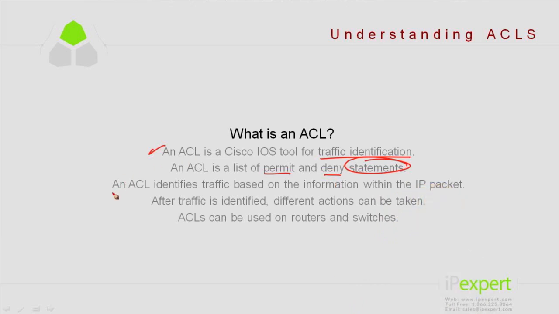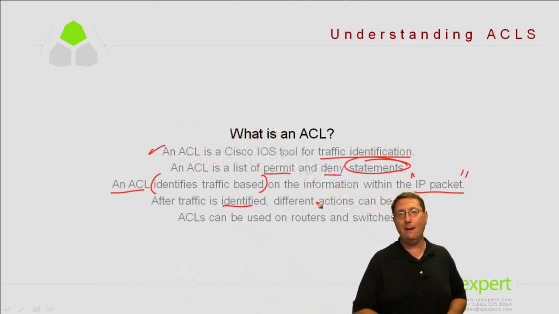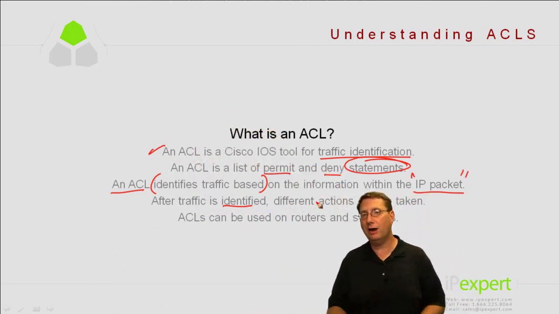Now, we can use access lists to identify traffic based on a number of different pieces of information. It can actually be done on information that's contained inside of the IP packet itself. After we've identified traffic, we can employ an access list to take certain types of actions. We can drop traffic, we can allow traffic, we can redirect traffic.